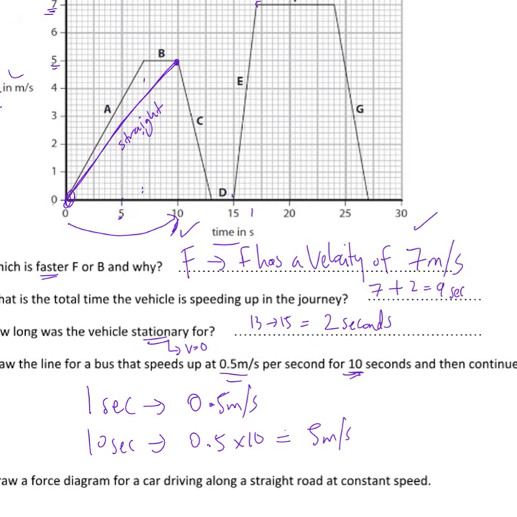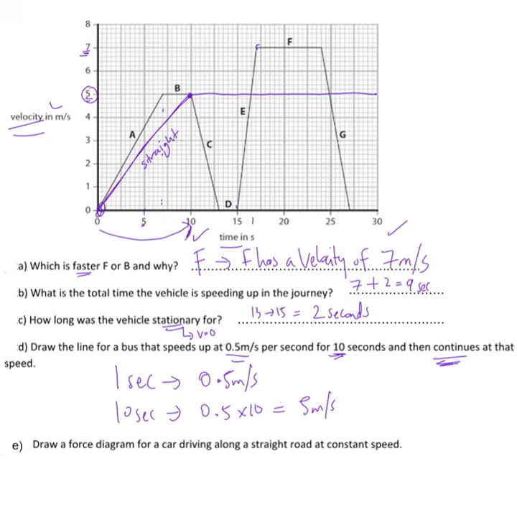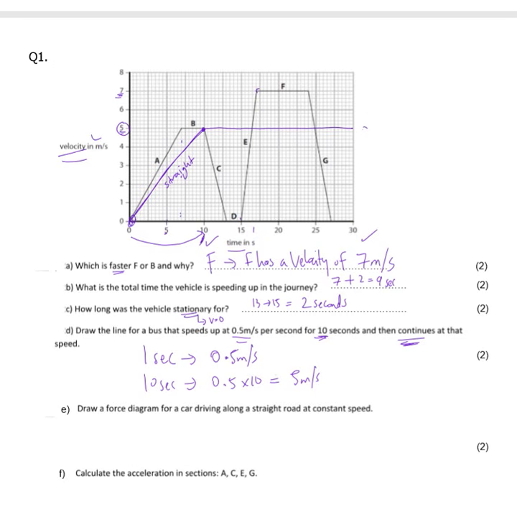Okay, so we've drawn a straight line there, and then it continues at that particular speed. So therefore, this will be flat because it continues at that particular speed throughout the journey. So it stays at 5 around the journey. So this is for question D. I'll write it there, D.